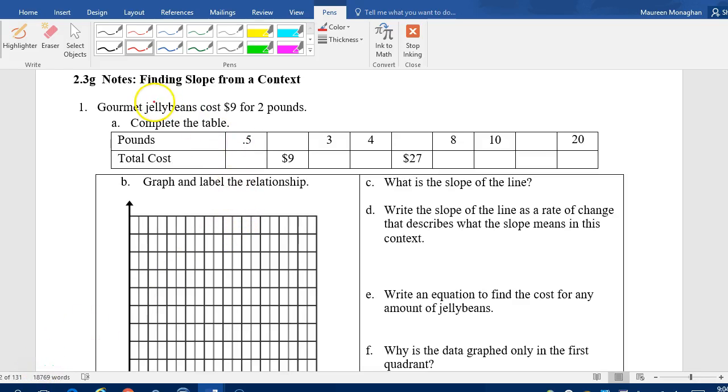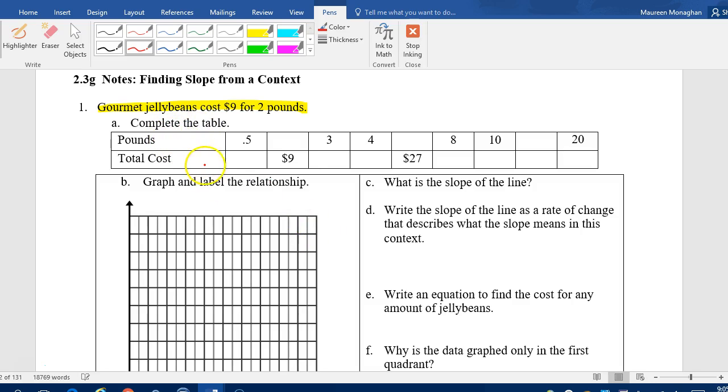The purpose of today's lesson is finding slope from a context. So they're just giving us a quick summary of what the story's about. Gourmet jelly beans cost $9 for 2 pounds. That's all we're given. And now we have to fill in the rest of this stuff.